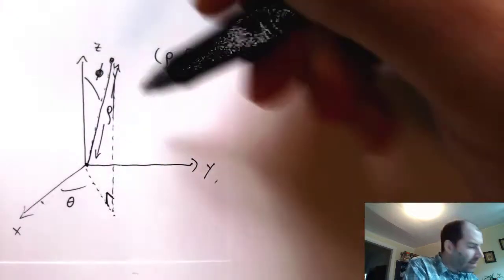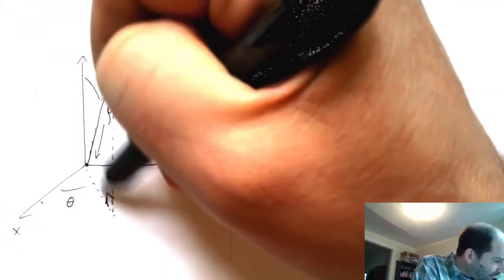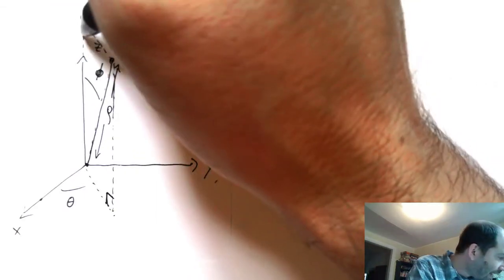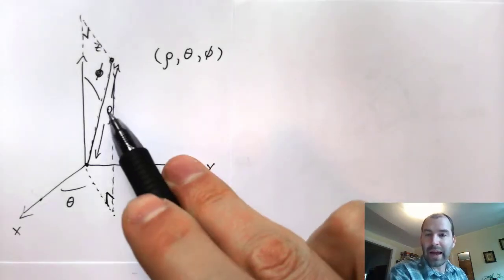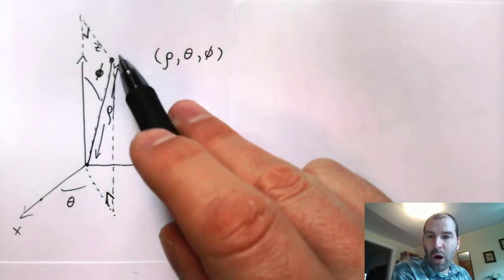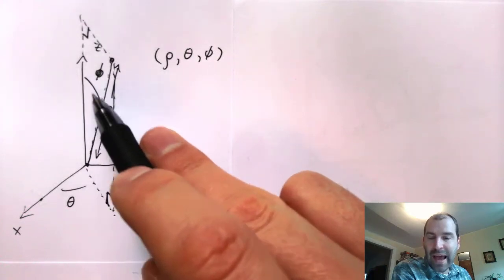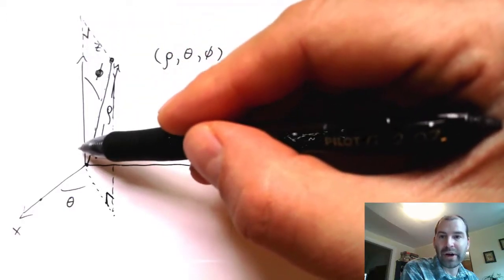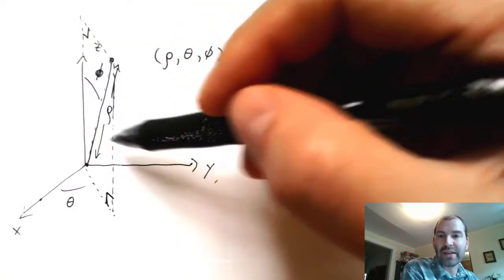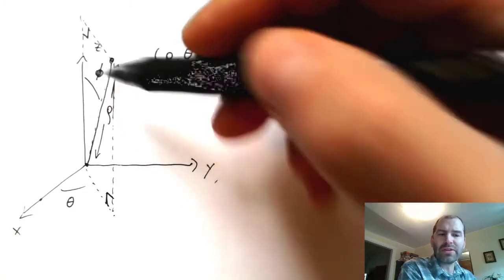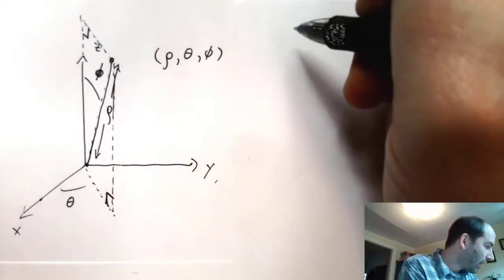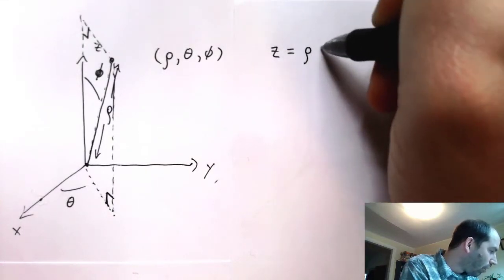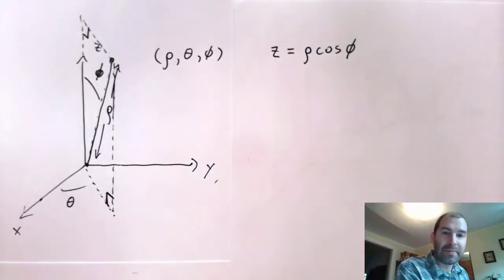Well, to find z, we can draw a line parallel to this one up here, back to the z-axis, and you see I get that same right triangle up here. Now rho is the hypotenuse and phi is the angle, and the z-coordinate is just the adjacent side to that angle, right? So the z-coordinate here is going to be rho cosine phi. So there we have one of our variables. z equals rho cosine phi.